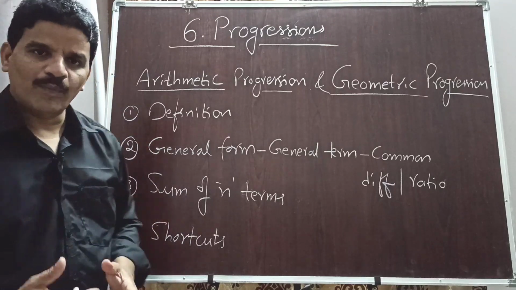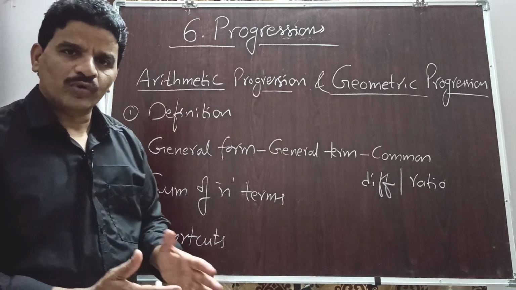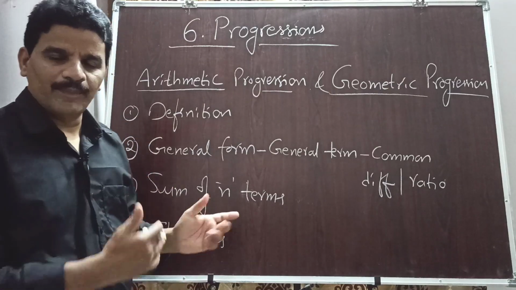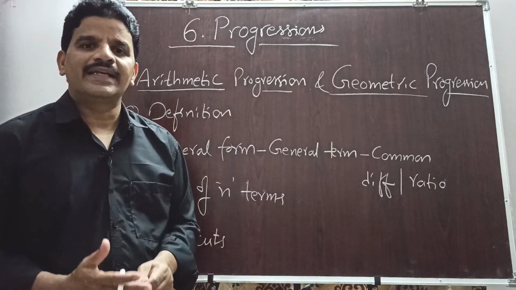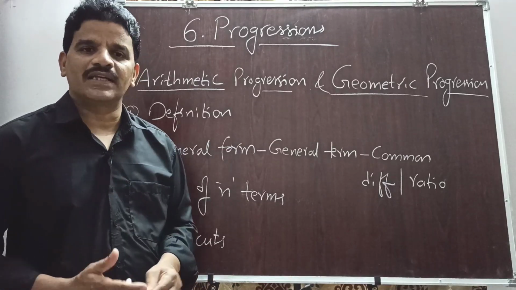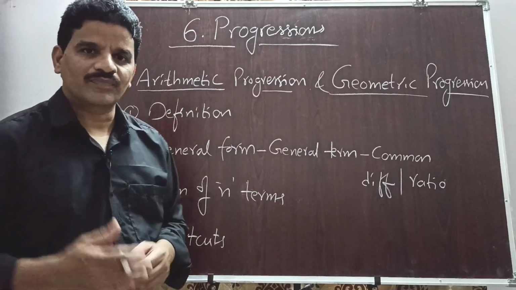This is a very important chapter for both AP and TS. Nearly 4 to 5 questions are asked every year in POLYCET in both AP and TS. In the next videos, 2019 and 2018 question and answers, and in the next video 2017 and 2016 AP and TS POLYCET question and answers will be given to you.